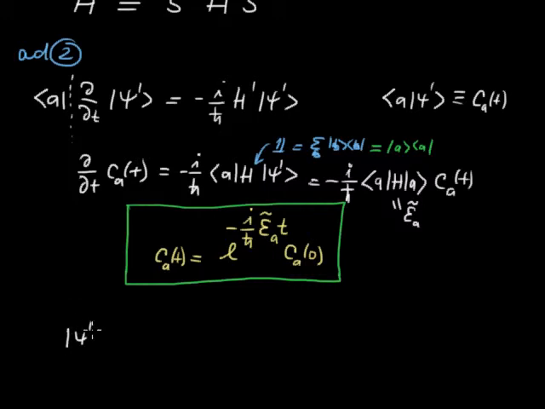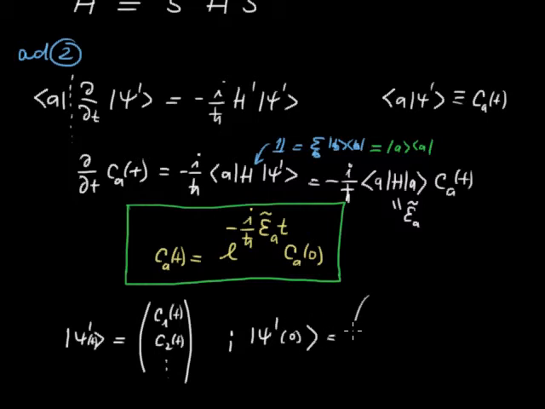Now the solution, that is our psi dash, can be written as a vector of these coefficients, and I'm not limiting myself to any particular number of states, so it can be any number of states. The initial condition, that means psi dash at 0, is given by the same vector of the coefficients at 0. So these are the constants that I need to put into the problem to specify the initial condition.